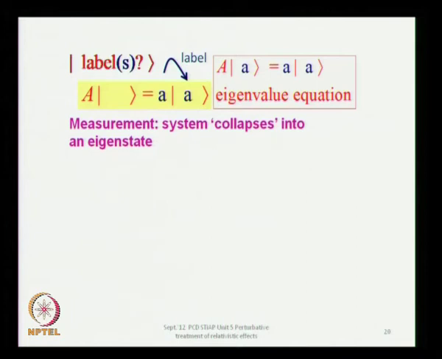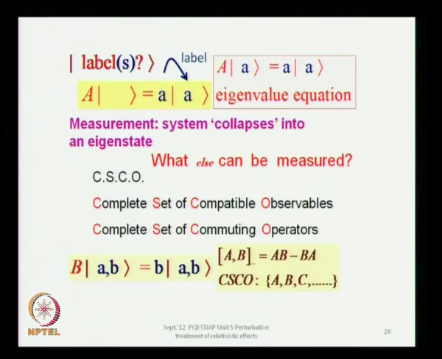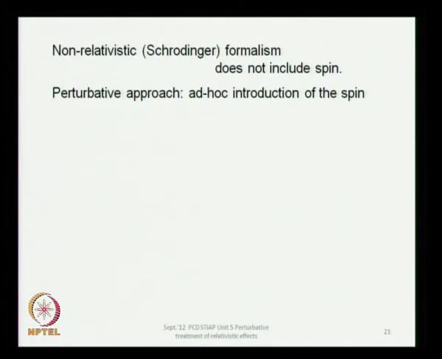So, you stack a set of compatible measurements, and when you get all of them together, you get a complete set of compatible observations, or equivalently a complete set of commuting operators, and the eigenvalues of these complete set of commuting operators are the ones which are giving you the good quantum numbers. So, this is the essential factor that we need to remember in our consideration.